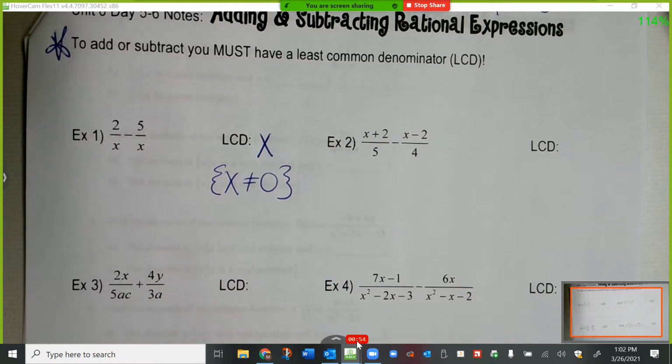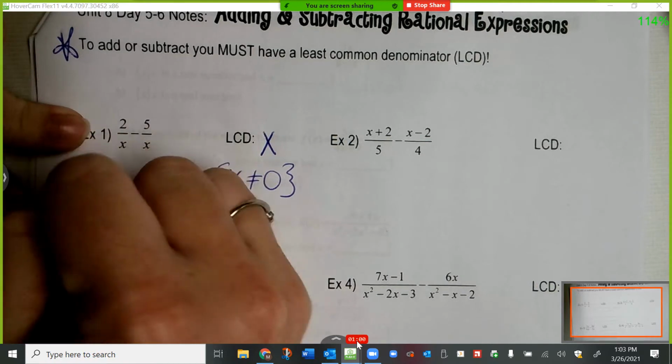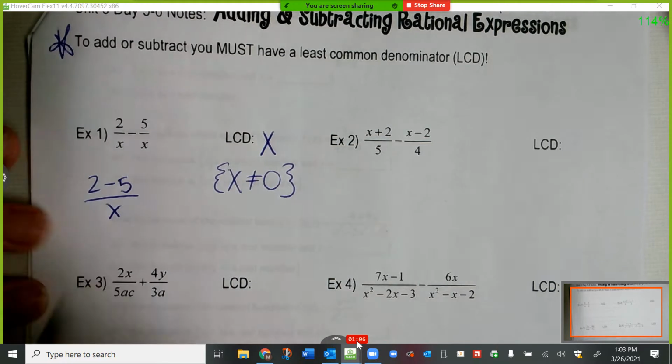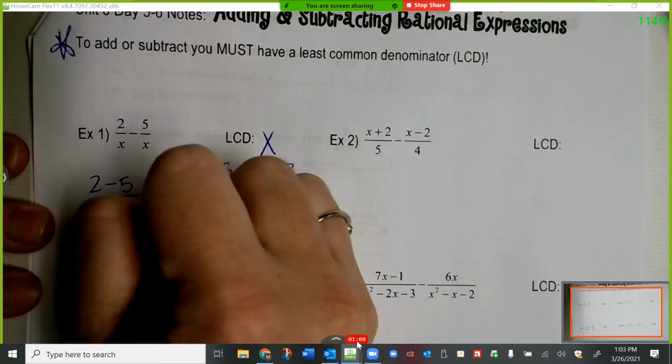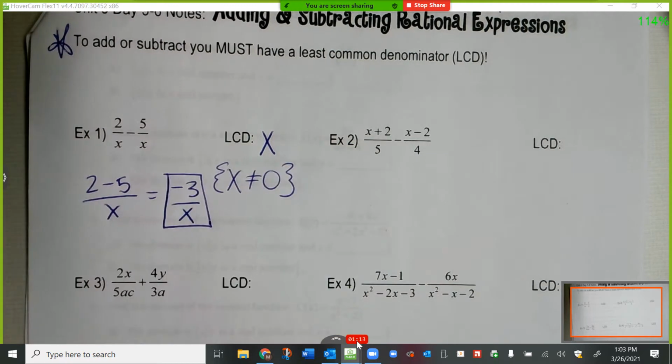Now, since our denominators match, I want you to realize that means you bring them together with a single denominator. If you notice, I didn't write it twice. They combine. And 2 minus 5 is negative 3 over x. That doesn't simplify, so that is my answer.